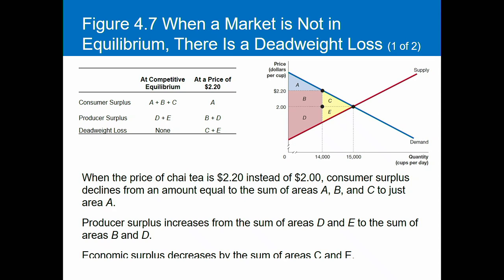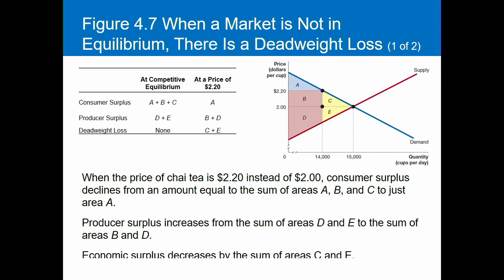Now, if firms, again through a mistake and not knowing what equilibrium is yet, charge the price of $2.20, a higher price than what would be efficient in the market, they're not going to sell as many cups of tea. At $2.20, only 14,000 consumers are willing to purchase a cup of tea. So we have these 1,000 transactions, the difference between equilibrium and what we're actually seeing, that are not taking place. All this potential benefit that could have been realized by consumers and producers isn't going to take place.